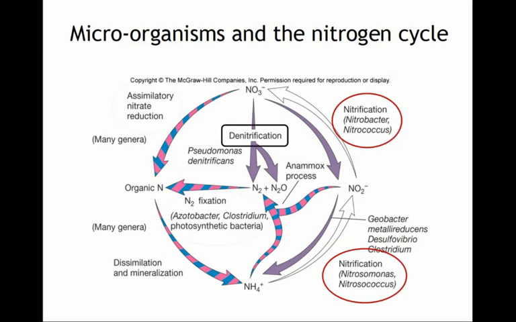And that only leaves these weird arrows here, which is what's called the Anammox process. So this was only discovered 20 years ago. And here, bacteria can use ammonium as the electron donor and nitrite as the electron acceptor, and combine it to nitrogen gas. So that's kind of weird.